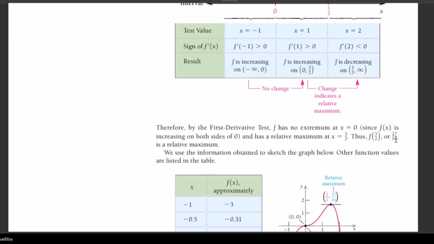And f of 0 gave us 0. f of 3/2 gave us 27/16. This is the relative maximum.